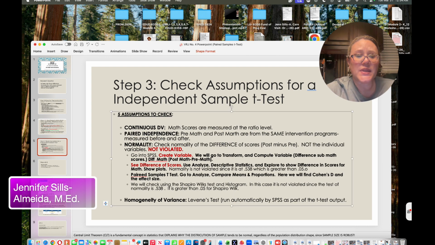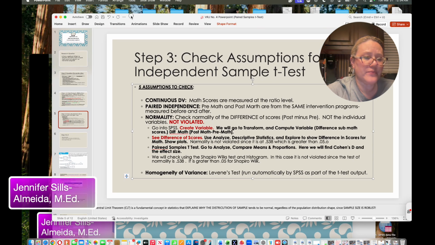The next one is normality. We need to check whether normality is violated or not. We look at this by looking at the difference in the math scores, which we'll have to calculate. That is one of the main things here. We're not looking at individual variables; we're looking specifically at the intervention. So what we're going to do now is go into Transform. I'm going to open SPSS.